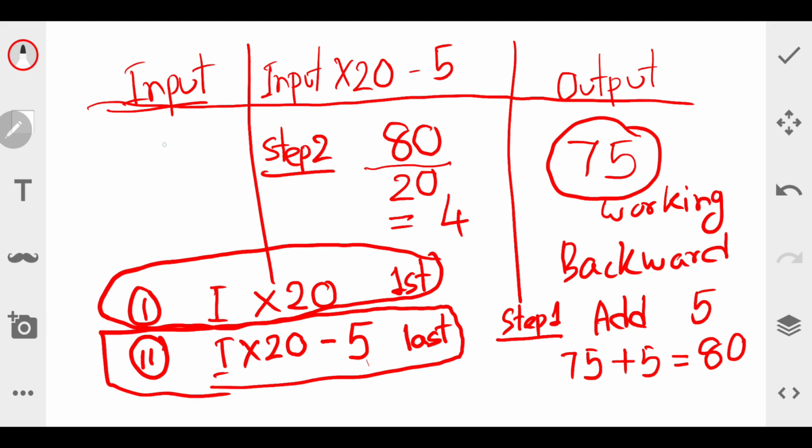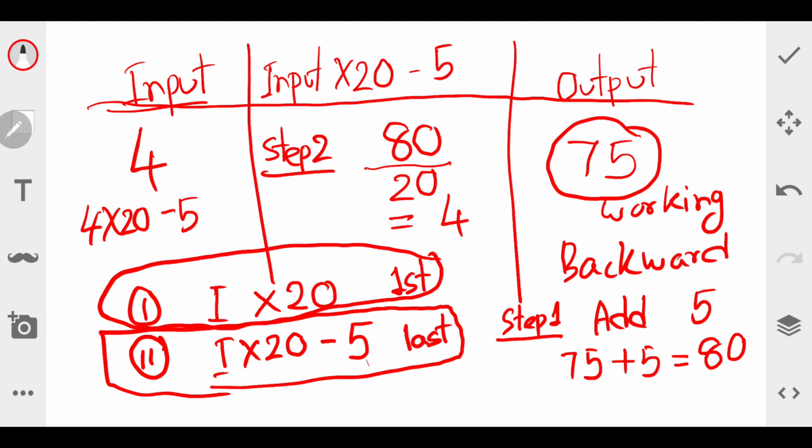So that means my input is 4. Now we can double check and find out whether we are right or wrong. If the input is 4, I have to multiply it by 20. So 4 times 20 is going to be 80, minus 5, you'll get 75. So that's how you can work backwards to figure out the input.